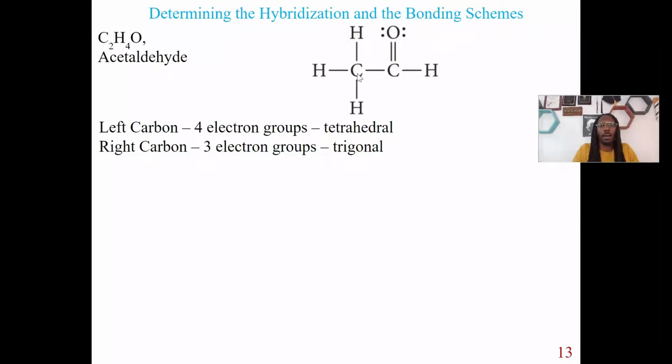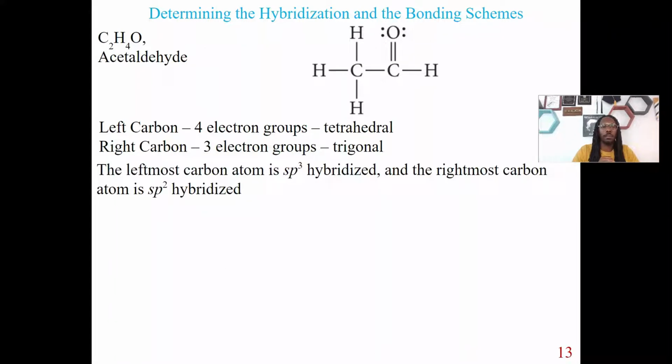So if I look at my left carbon, in this case, we're going to have 2 central carbons here. So my left carbon has 4 electron groups. How does it have 4 electron groups? 1, 2, 3, 4. So you have 4 electron groups. You're going to have a tetrahedral geometry. My right carbon has 1, 2, 3. So since it has 3 arms, electron groups, it's going to be trigonal planar.